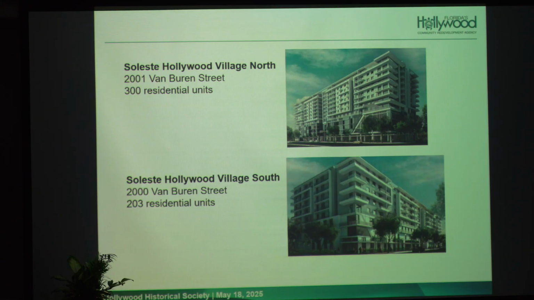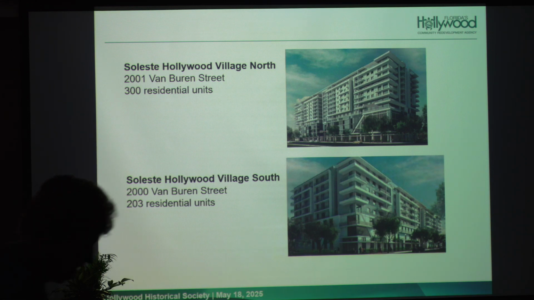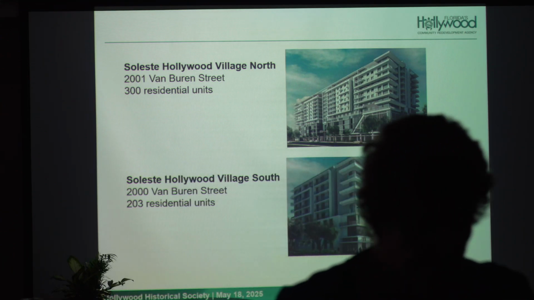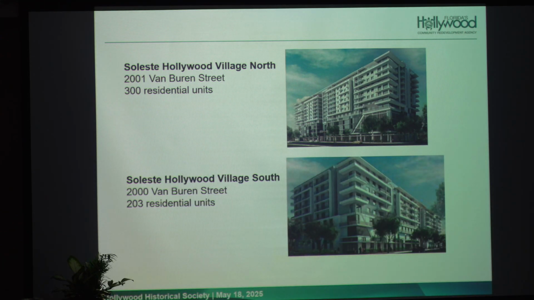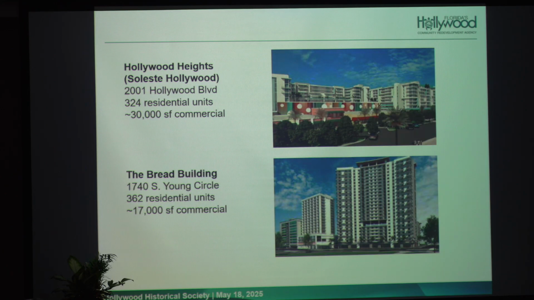So Celeste, 2001 Van Buren and 2000 Van Buren, they are facing each other right on the corner of Van Buren and 20th. They are under construction, and probably they move very, very quickly. So here we have Hollywood Heights, which was Celeste Hollywood. So the Celeste name, it's the estate companies, and they come in and they've invested a tremendous amount of money in downtown Hollywood, which tells me that they have confidence.